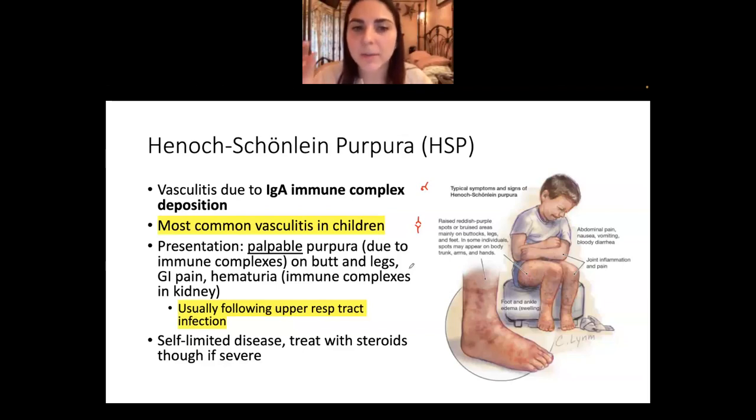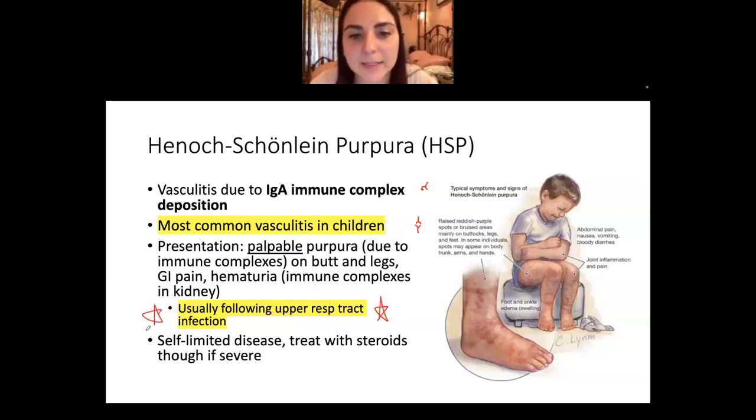And then think about when we talked about lupus nephritis, those type 3 hypersensitivities. When they deposit places, typically they deposit in the kidney. Same thing happens here. We see immune complex deposition in the kidney. You can get hematuria from this. They can also deposit in vessels in the GI tract, so you can get GI pain. There's a whole bunch of different symptoms you can get from this one.